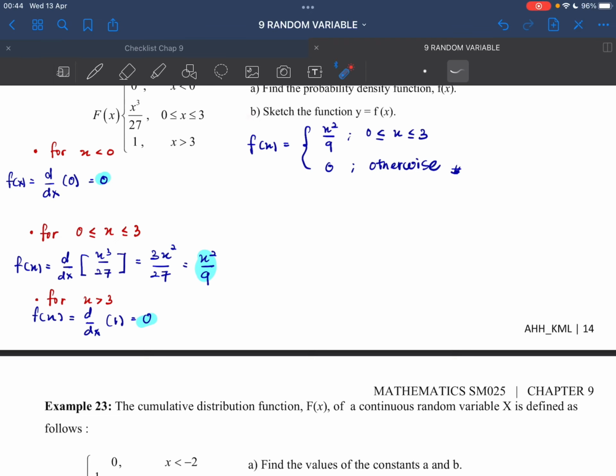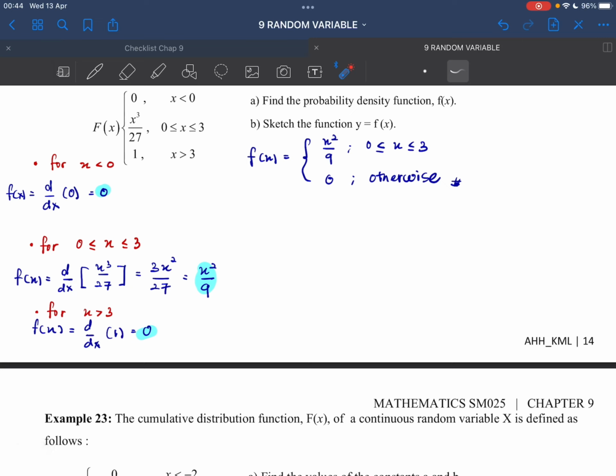And the second one, sketch the function y equals f(x), which means we have to sketch the PDF function. So this is just basic sketching of a piecewise function. We have our x, we have our f(x), 0 and 3. What we have to do is substitute 0 into this function. We have 0. Open or close? You have equal here, so that will be closed. Substitute 3 into this function, you have 9 over 9, which is 1. So f(x) will be 1.